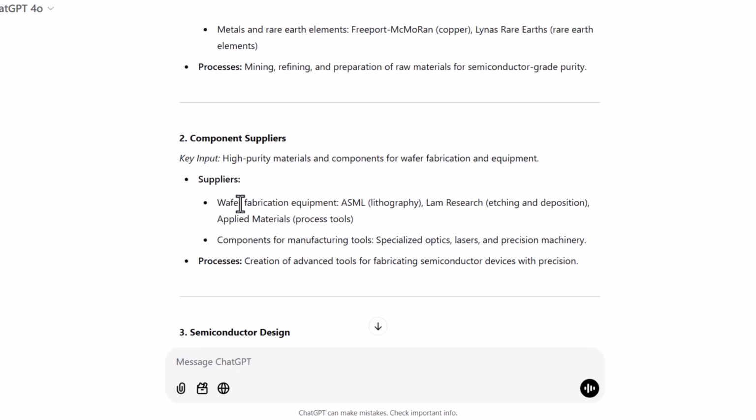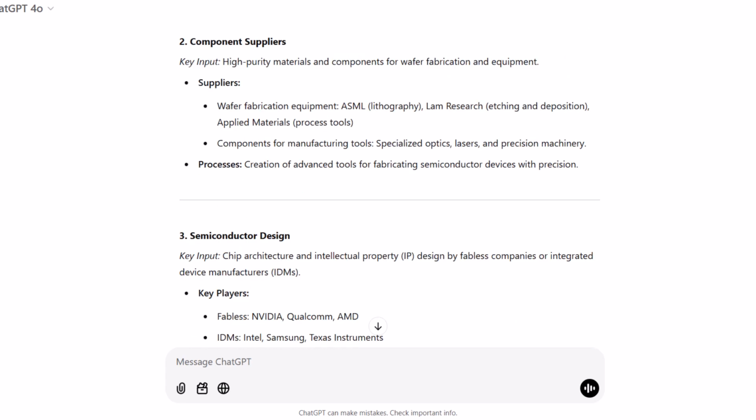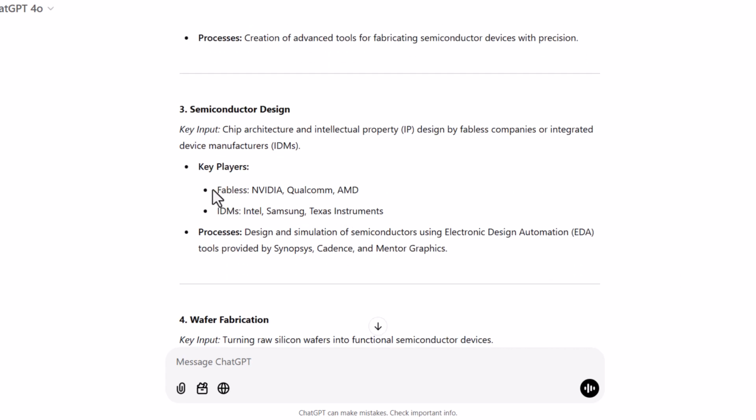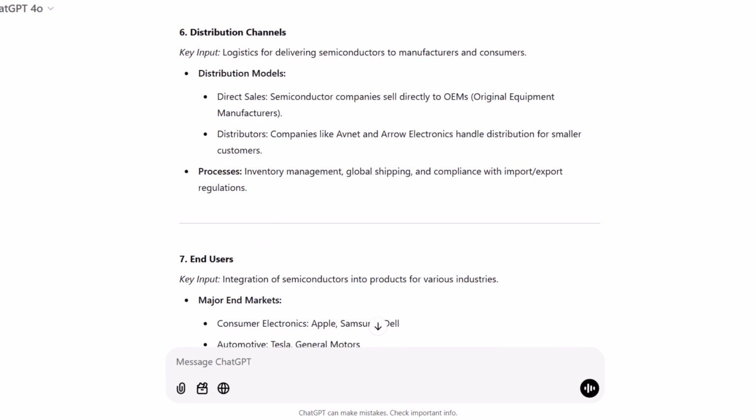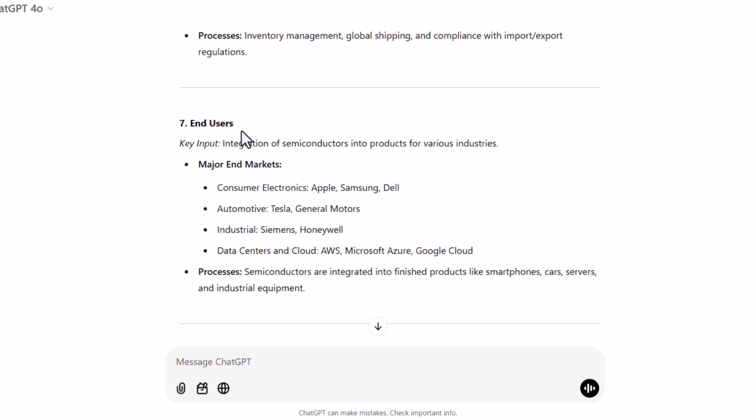Component suppliers, so wafer fabrication, semiconductor design, so these would be the fabless companies like NVIDIA, Qualcomm, AMD, and then also the integrated device manufacturers like Intel and Samsung. Wafer fabrication, so these are the foundries like Taiwan Semiconductor, down into the distribution channels and then some of the end markets as well. So this is fairly comprehensive, and this provides a good idea of how the supply chain operates.